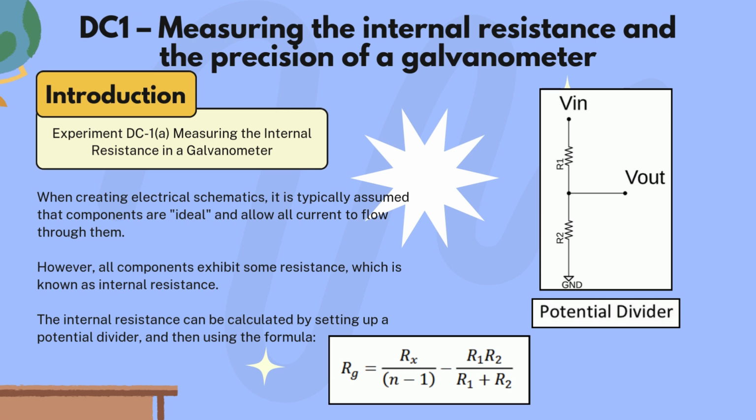When creating electrical schematics, it is typically assumed that the components are ideal and allow all current to flow through them. However, all components actually exhibit some level of resistance, which is known as internal resistance. The internal resistance can be calculated by setting up a potential divider and then using the formula shown on the slide.